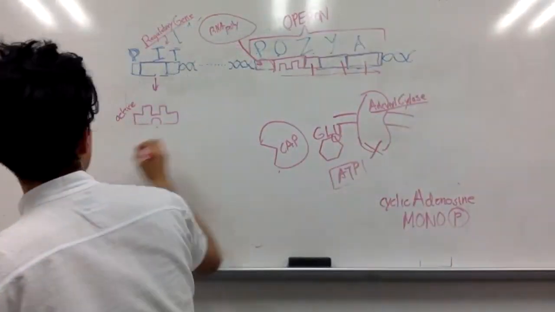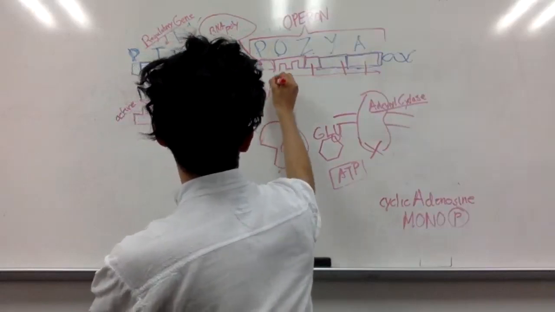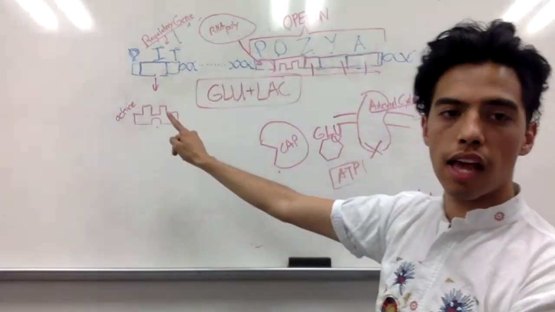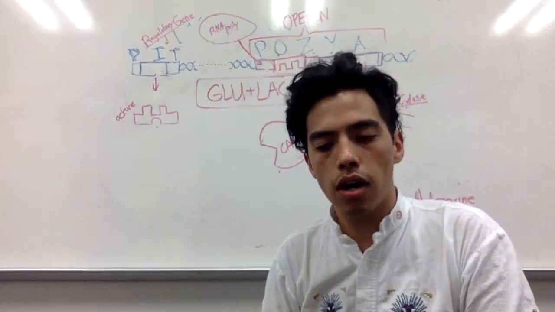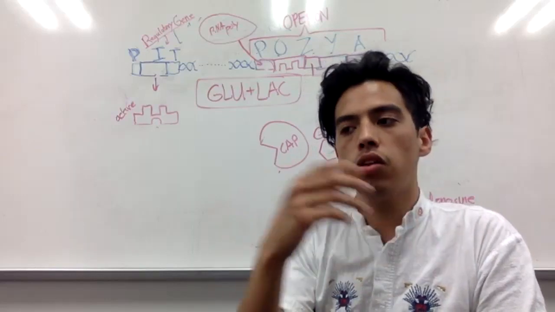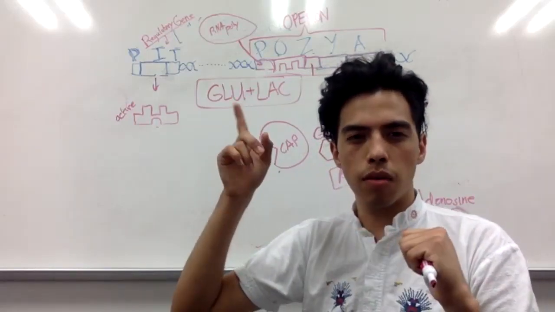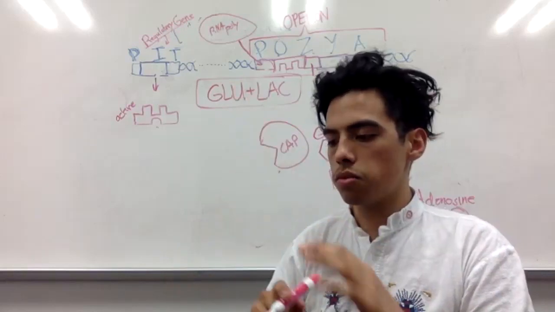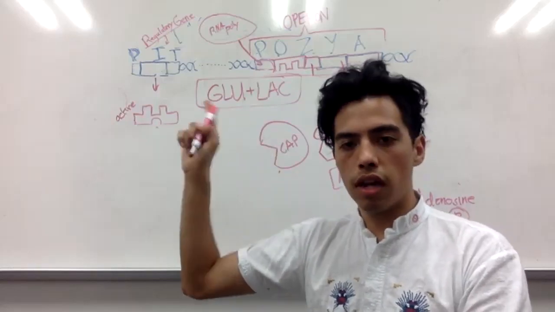So we have glucose and lactose present, right? So remember, the purpose of this operon is to break down lactose. But if there's glucose present, then you don't really want to deal with lactose. So what happens in this is kind of a more interesting case because you have them competing against each other. When glucose is present, you want that as your energy source.